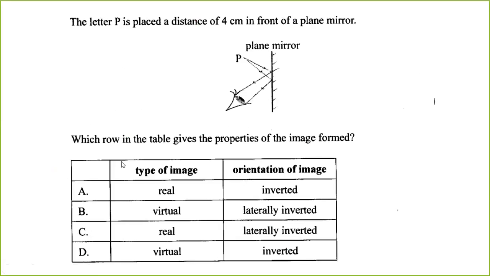Another question. The letter P is placed a distance 4 centimeters in front of a plane mirror. Which row in the table gives the properties of the image formed? This one is a little bit trickier, but I know you can get it right.